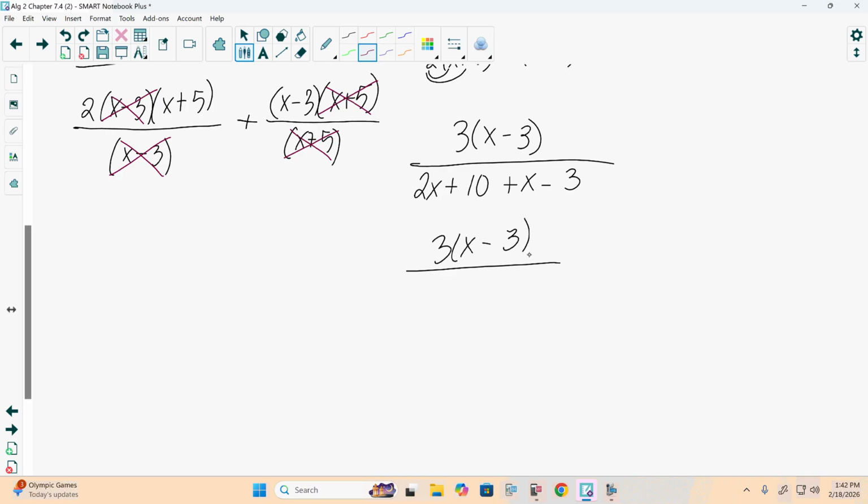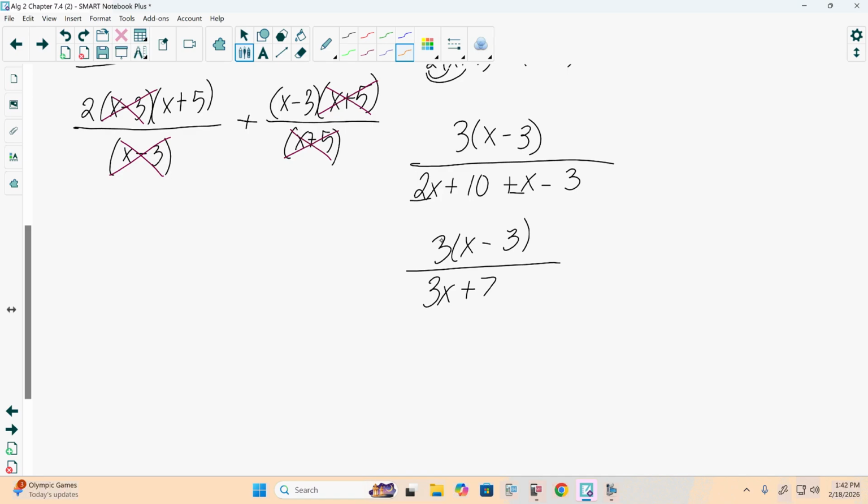On bottom, 2x plus x is 3x. 10 minus 3 is plus 7. So we get 3 times x minus 3 over 3x plus 7. Questions on how we got to this here?